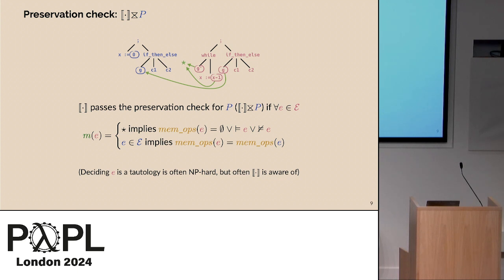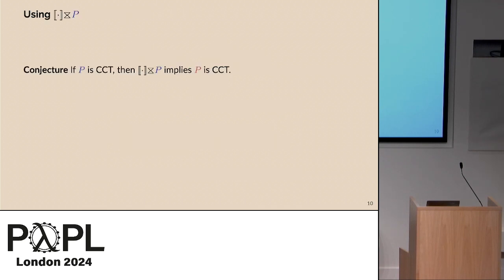Otherwise, if this is not new, we just require that the memory operations, the memops, are preserved across the transformation. And yeah, here is a big thing. Deciding if an expression is a tautology, of course, is hard. But since we know how this obfuscation is built, often we already know beforehand if this is a tautology or not. So this is kind of a trick.